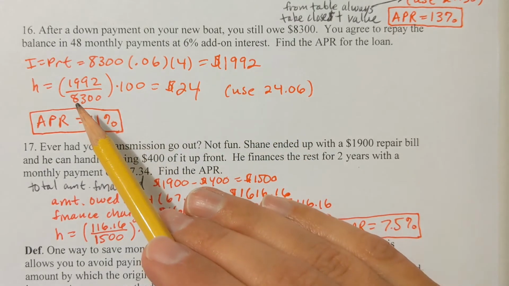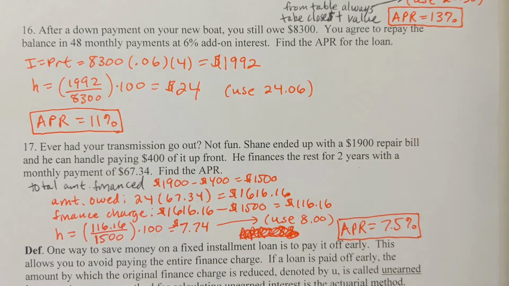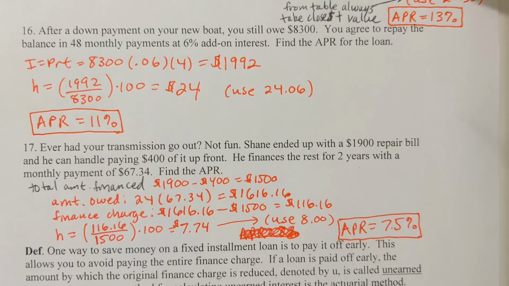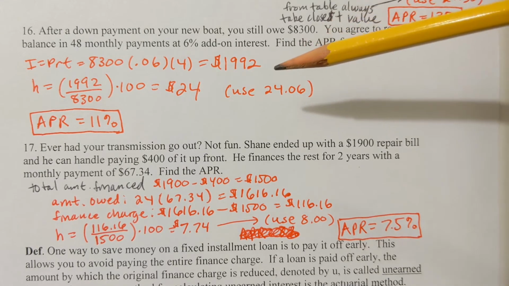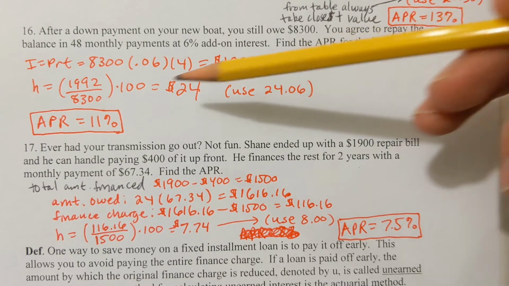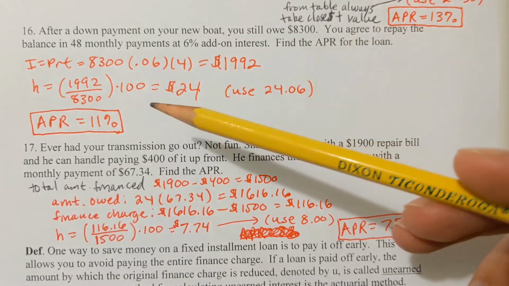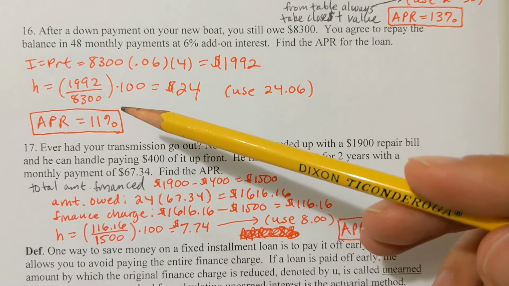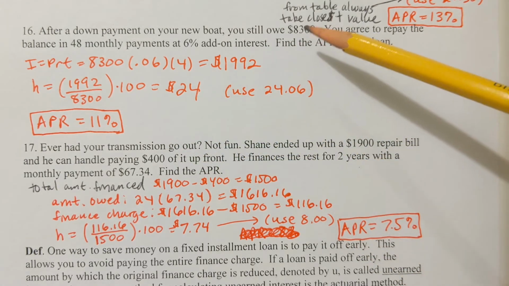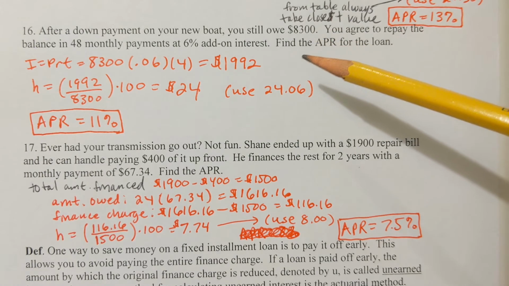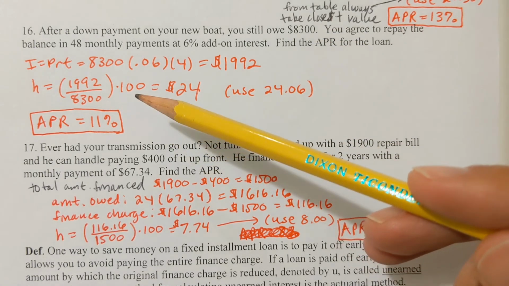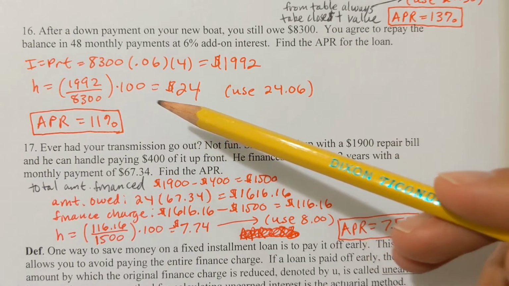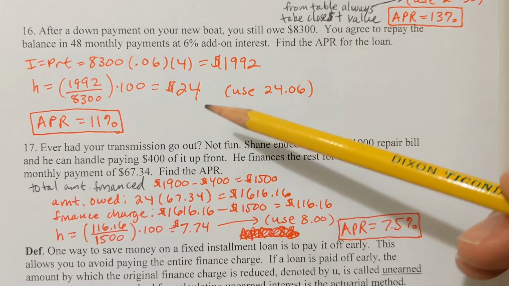The next thing that I got to do is I got to find the H value. Okay, so the H value is the finance charge per $100 financed, and that's where I got to take the finance charge. The interest is the same thing as the finance charge. Okay, this $1,992 divided by the amount financed. Okay, we're financing $8,300, and then I multiply by 100. Okay, and I get $24.